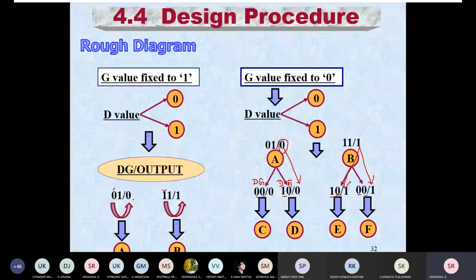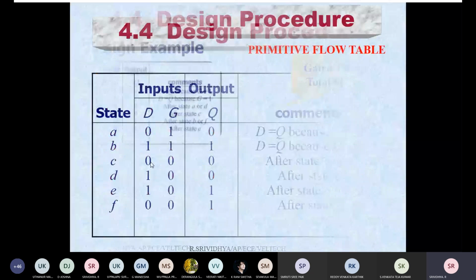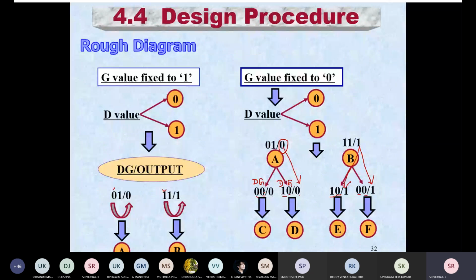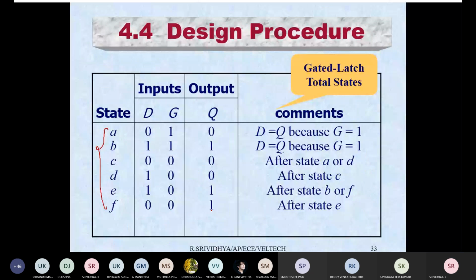See here, I have written that one. Sorry, 0 1 0. For B it is 111. For C, from here, it will be 000. For D it will be 100. For E it will be 101. And for F it will be 001. Okay, all clear with state, input and output? Yes or no? Yes, ma'am.